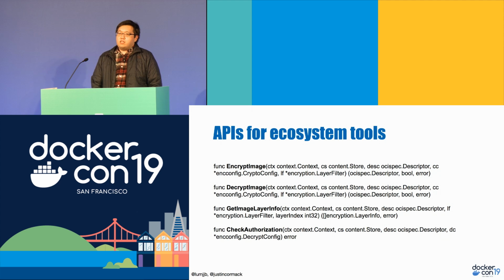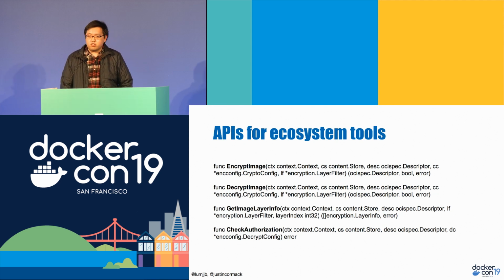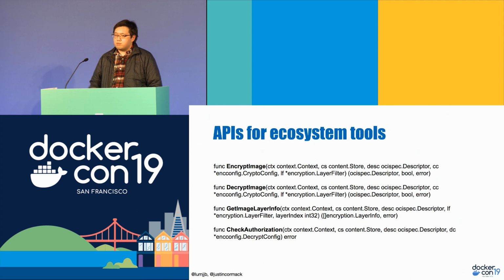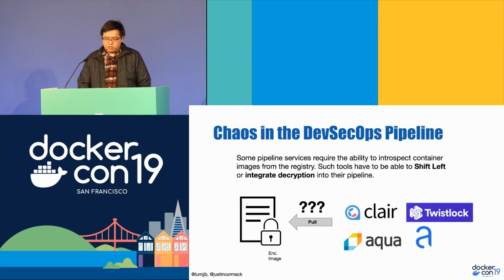Some additional information for ecosystem developers. We have an exposed API for encrypting and decrypting the image, and checking authorization for the image. This is especially useful when you are a runtime that wants to check without having to actually decrypt the entire image again. So a bunch of APIs are available for developers.